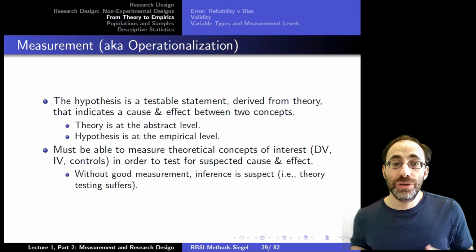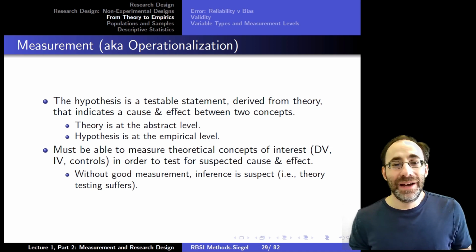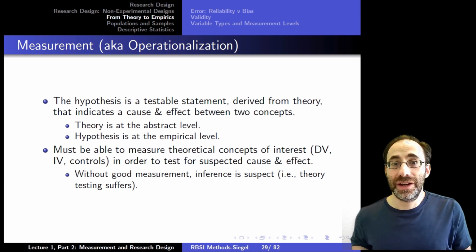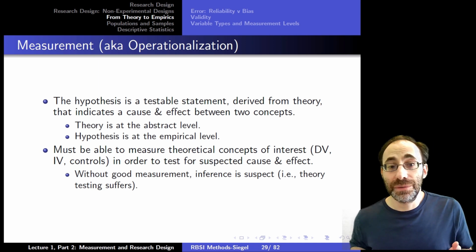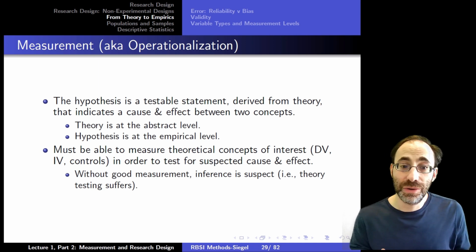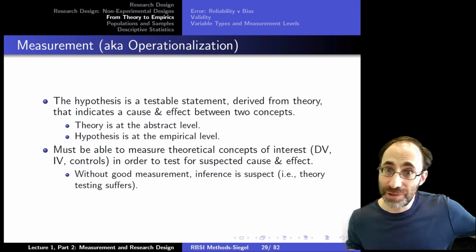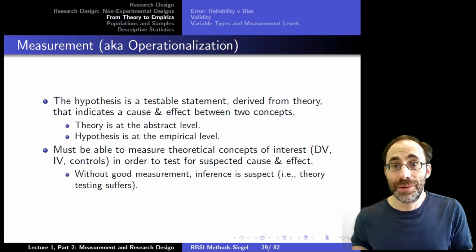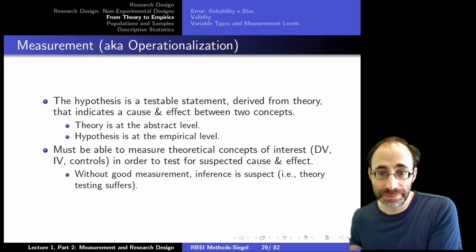Now we're going to turn to measurement, or operationalization. Once we have our theory and our hypotheses, we need to start thinking of how to test them. Since the hypothesis is a testable statement derived from theory that indicates a cause and effect between two concepts, we need to actually go about testing the hypothesis. The theory is at an abstract level, remember, but the hypothesis is at an empirical level, and therefore we should be able to test that the empirical statement is true or false.